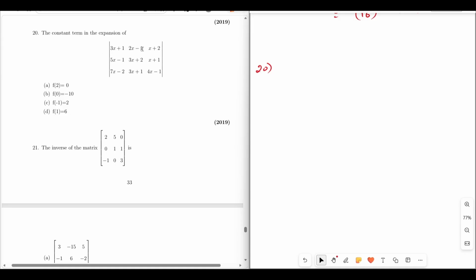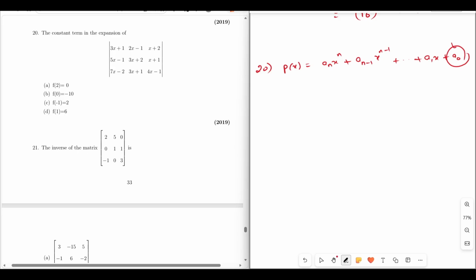Constant term in the expansion of the determinant. When you expand this determinant, basically you will be getting a polynomial, isn't it? So we know that polynomial p of x is equal to, usually what is the general form? a n x power n plus a n minus 1 x power n minus 1 plus so on, a1 x plus a naught. So this a naught is nothing but the constant term.